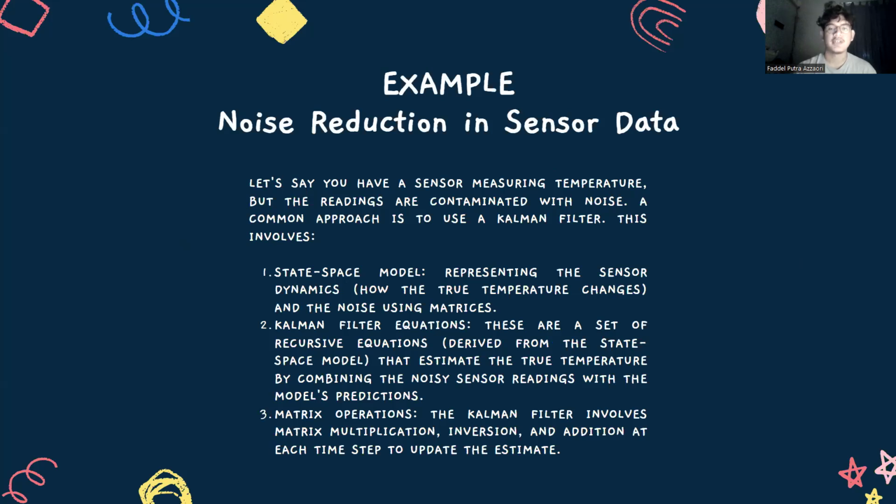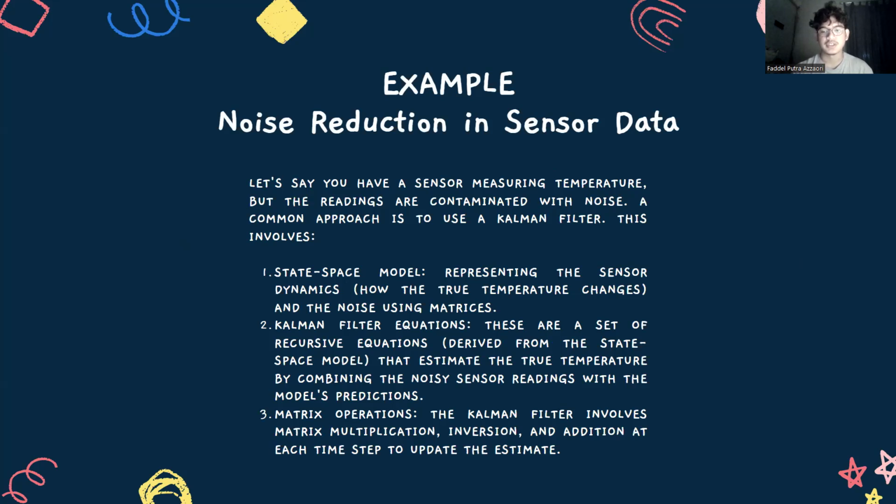Example in noise reduction in sensor data. Let's say you have a sensor measuring temperature, but the readings are contaminated with noise. A common approach is to use a Kalman filter. This involves, one, a state space model, representing the sensor dynamics or how the true temperature changes, and allows using matrices.